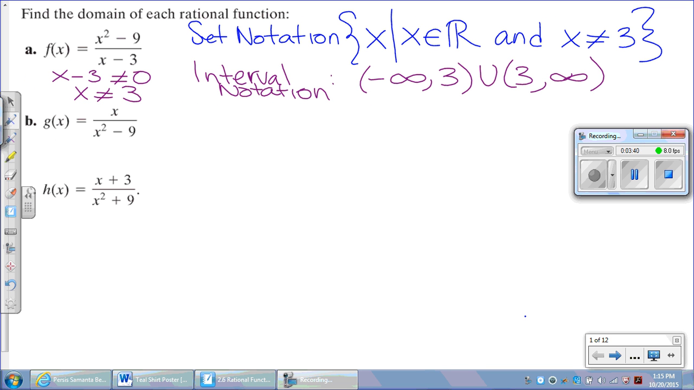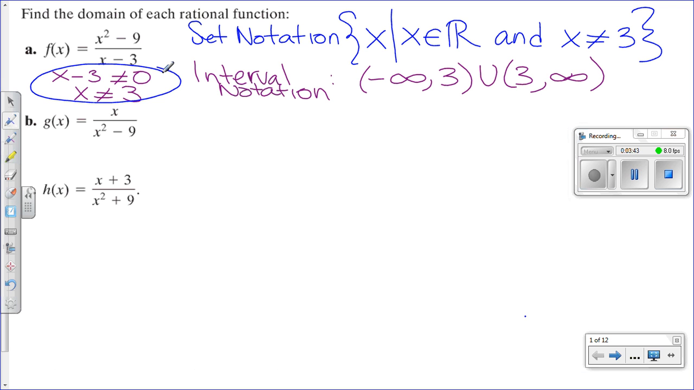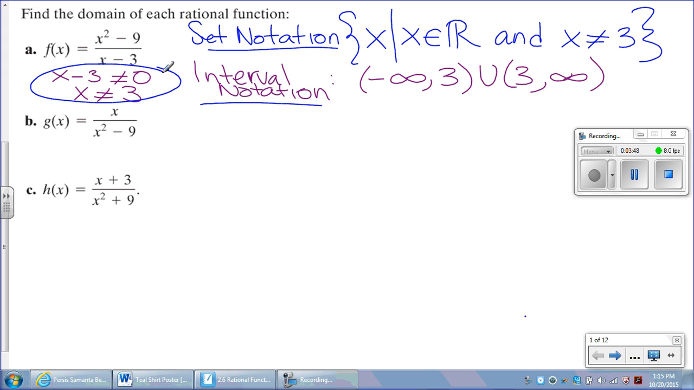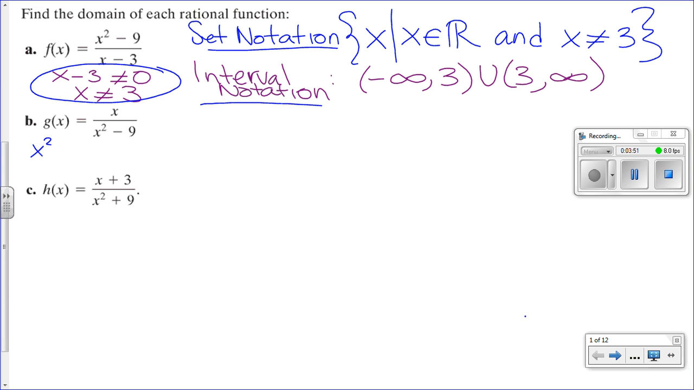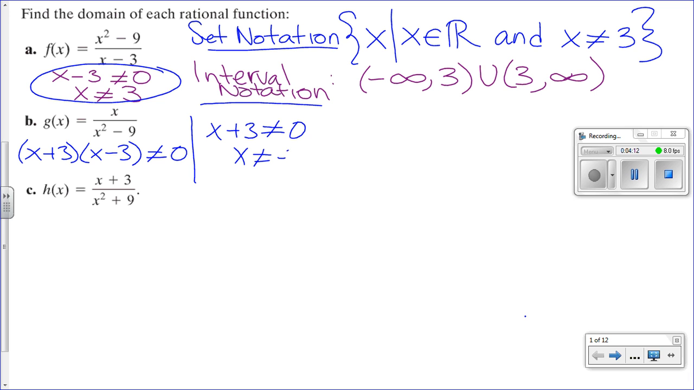Okay, part A, we found that x cannot equal 3, and you can give your answer in set notation or interval notation. For part B, I saw that some of you were factoring the x squared minus 9. That is the difference of squares. It could be x plus 3 times x minus 3. That cannot equal 0, and then you take each factor. x plus 3 cannot equal 0, so x cannot equal negative 3, and x minus 3 cannot equal 0, so x cannot equal positive 3.